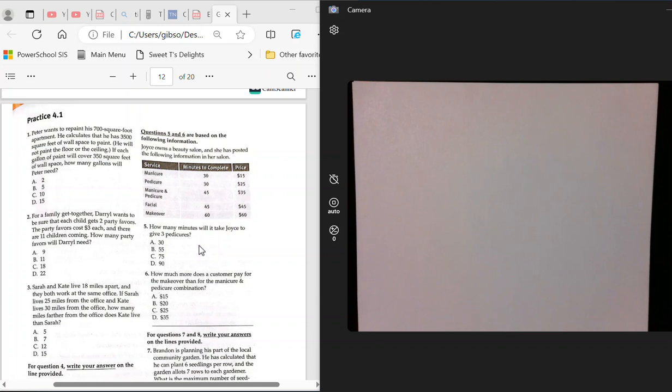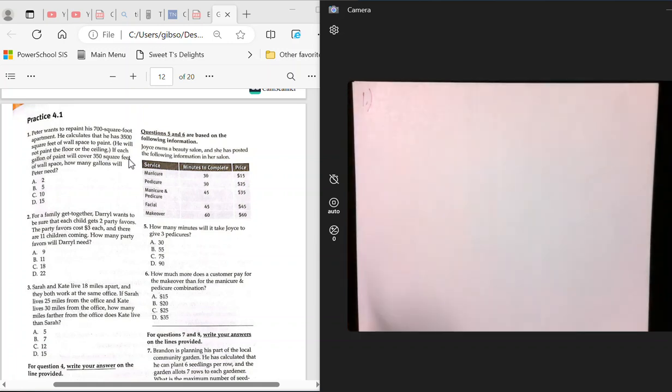Number 1. It says Peter wants to repaint his 700 square foot apartment. He calculates that he has 3,500 square feet of wall space to paint. He will not paint the floor or the ceiling. If each gallon of paint will cover 350 square feet of wall space, how many gallons will Peter need? Now we're told here that he will not paint the floor or the ceiling, so the only thing left is the walls. So we see here that 1 gallon of paint will cover 350 square feet.